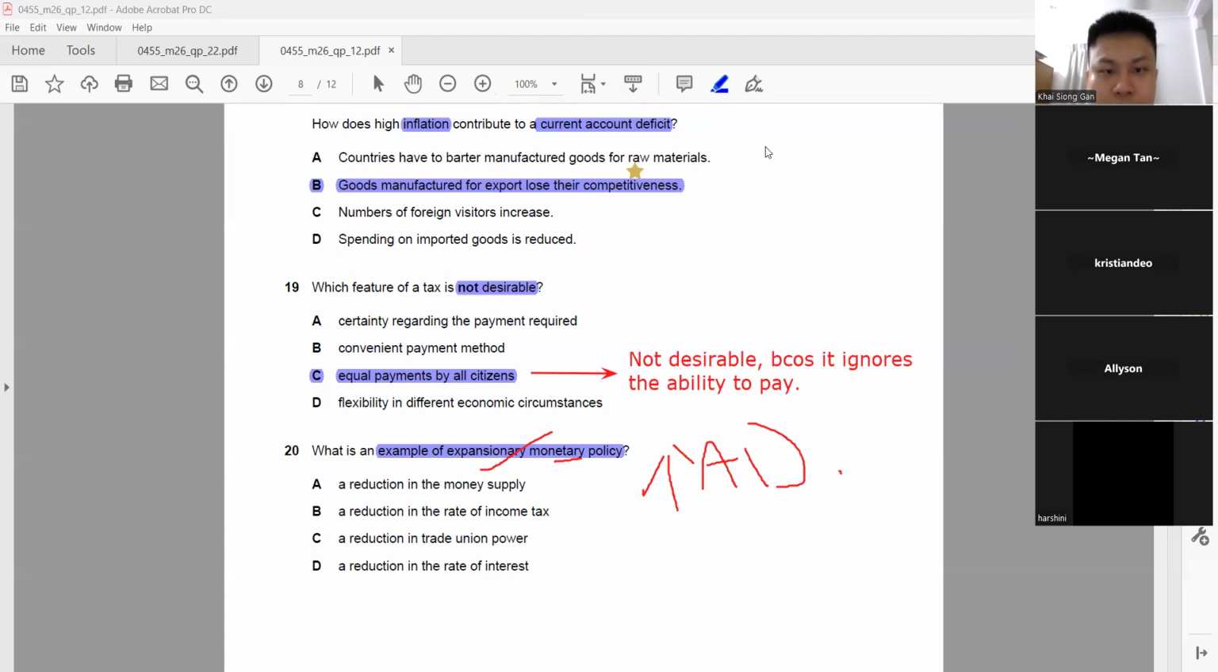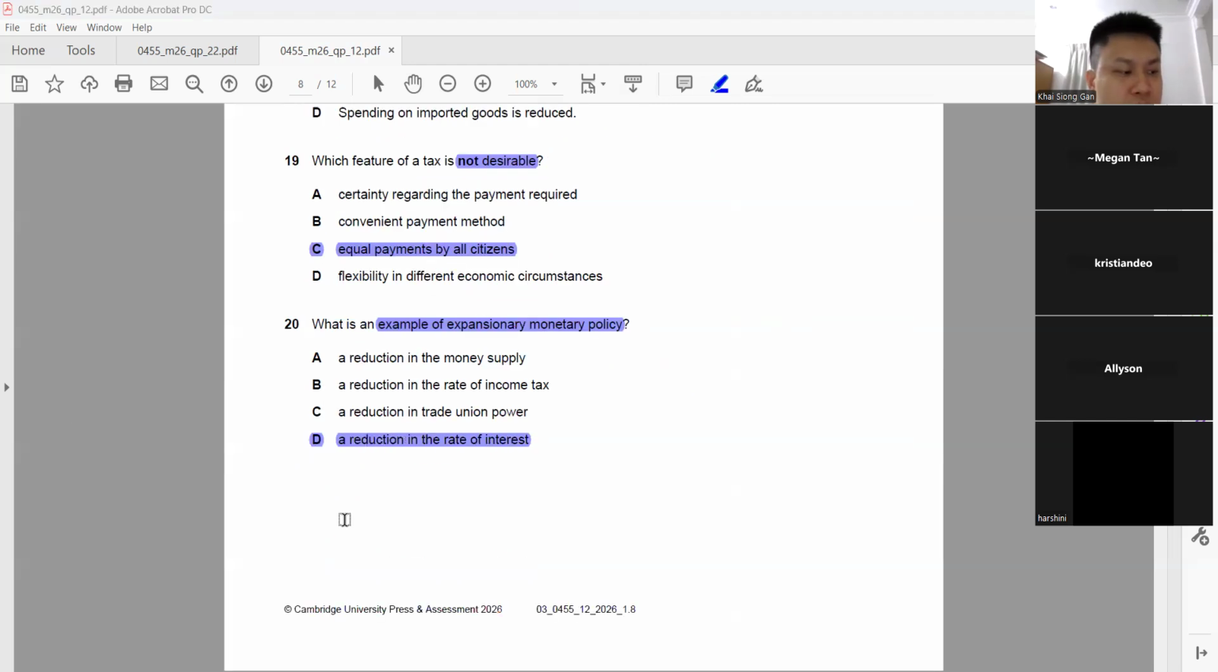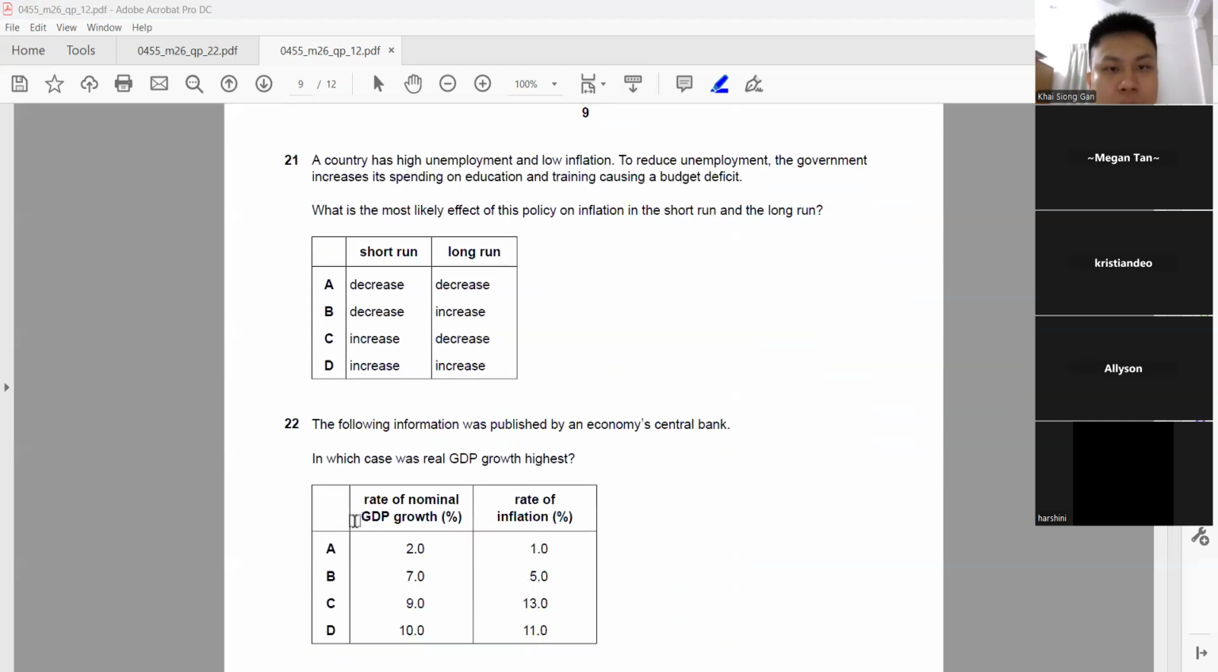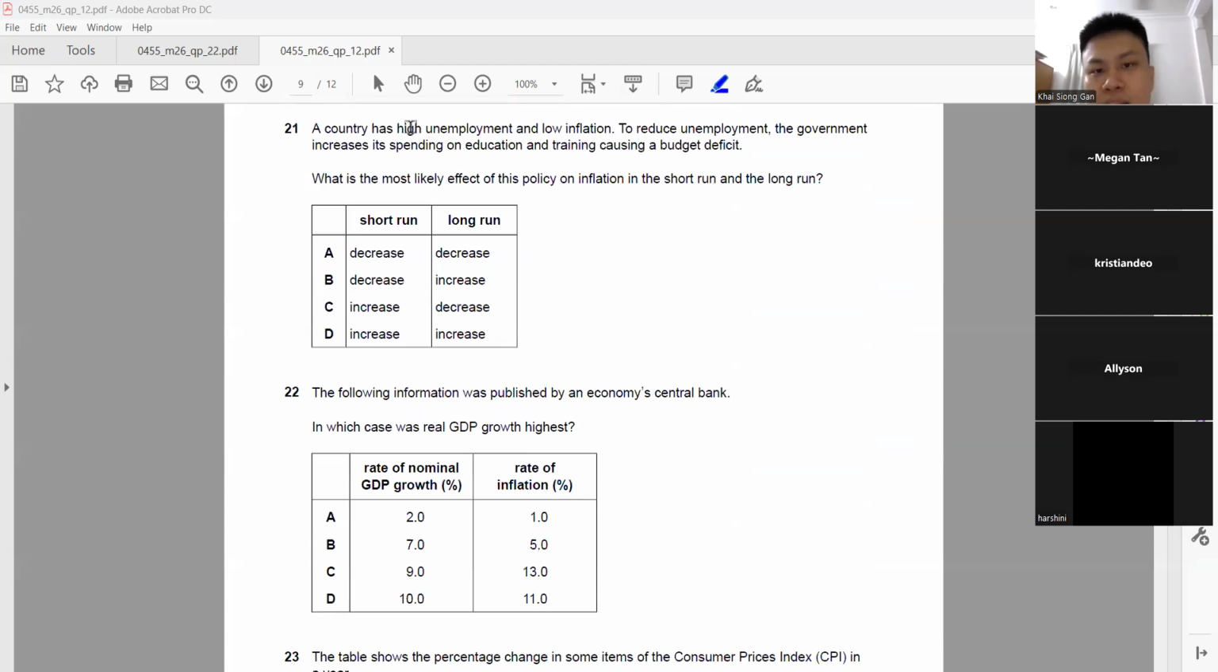Donkey. Very good. Yes, thank you very much. Donkey is the answer. Okay, 20, donkey. 21. A country has high unemployment and low inflation.